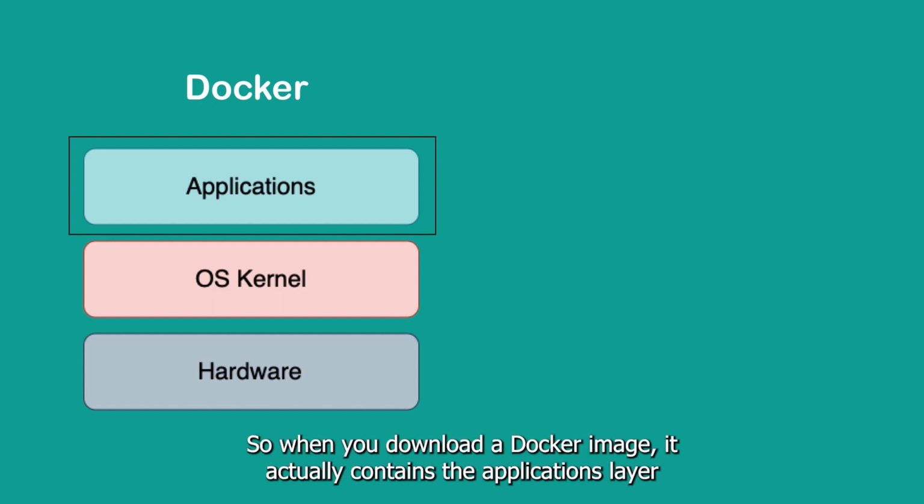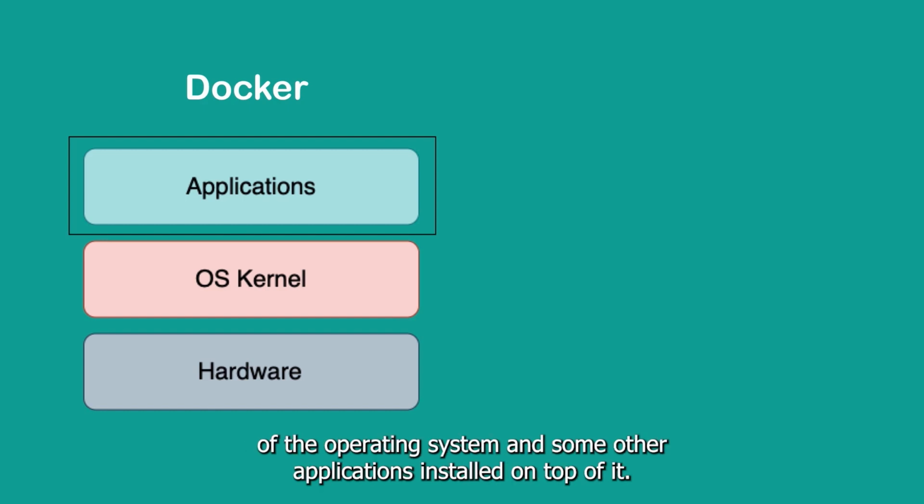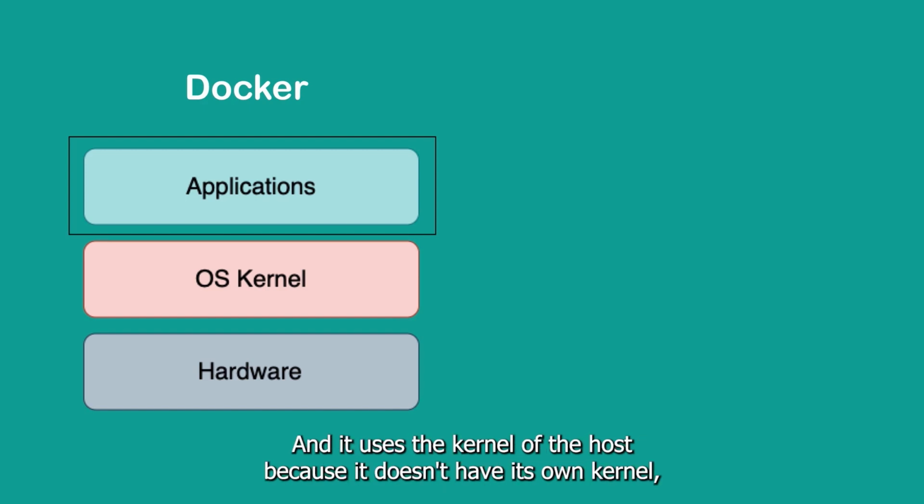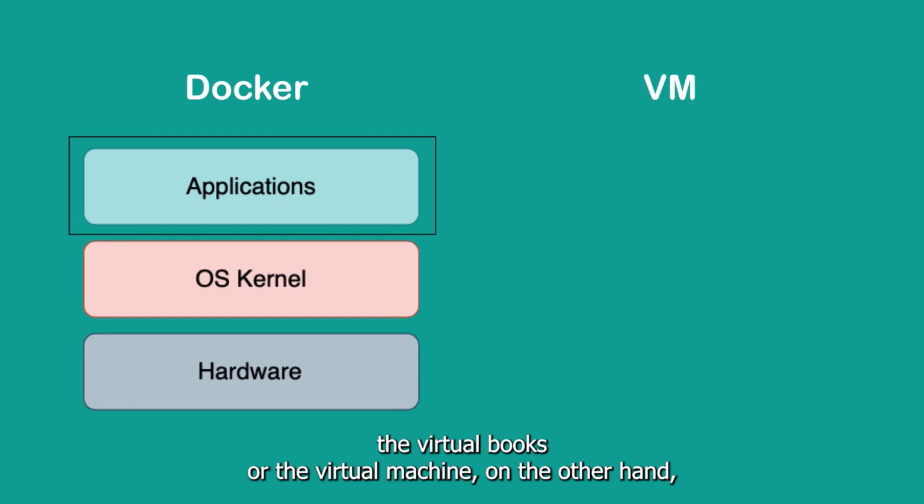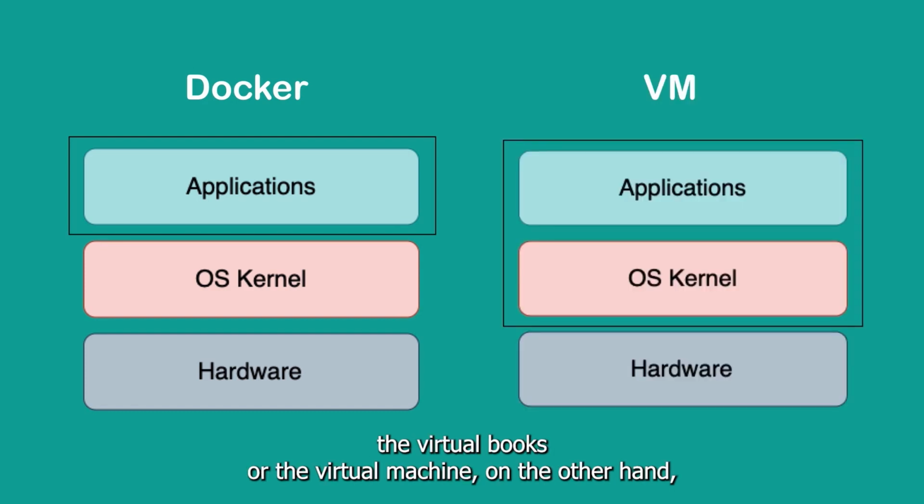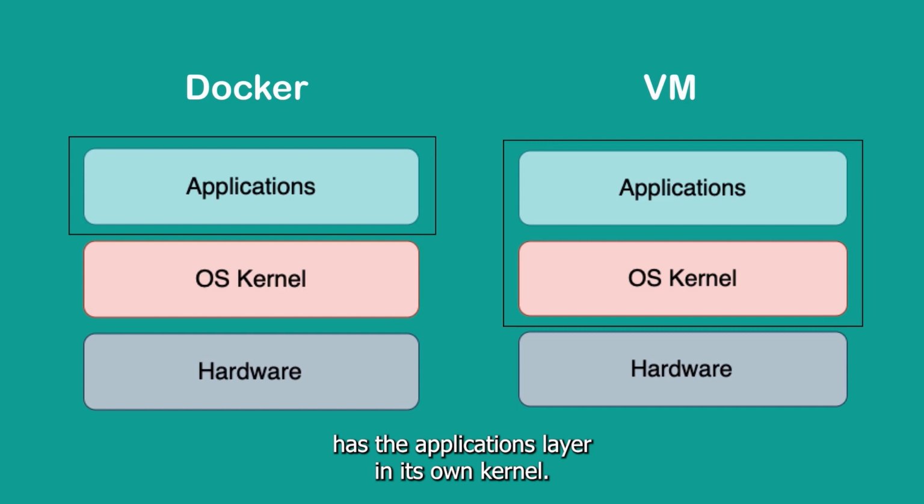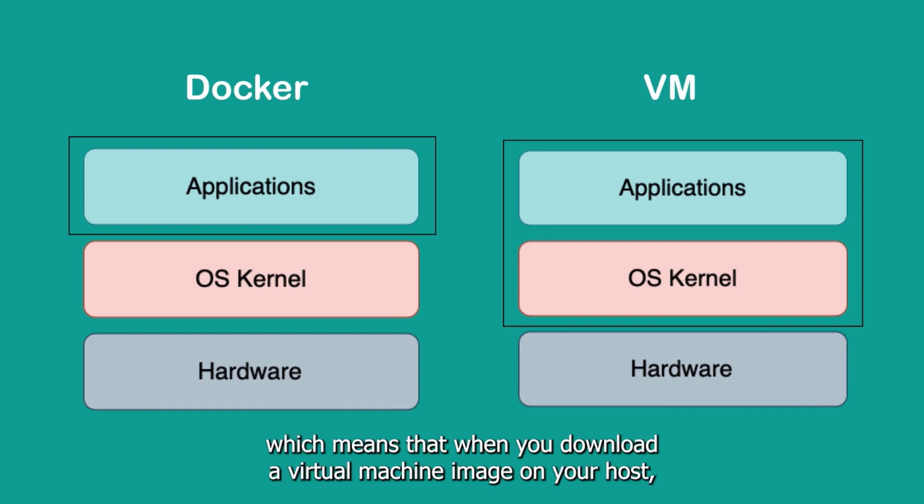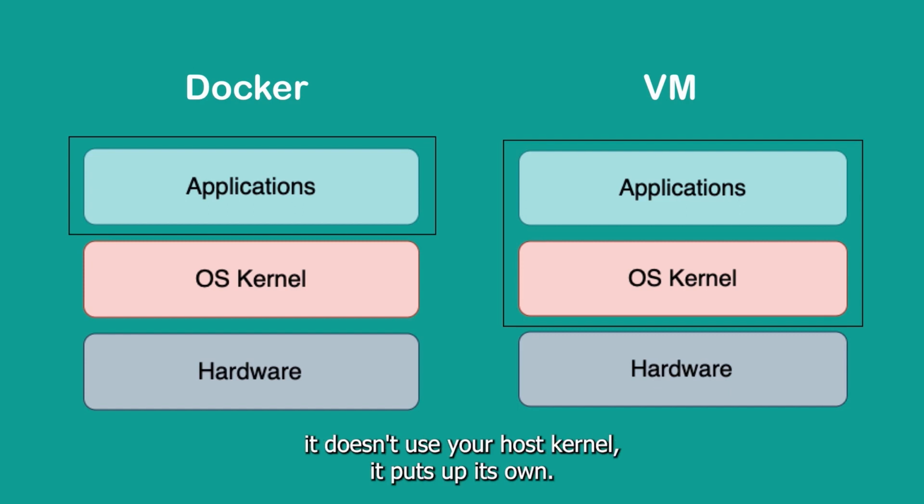So when you download a Docker image, it actually contains the applications layer of the operating system and some other applications installed on top of it. And it uses the kernel of the host because it doesn't have its own kernel. The VirtualBox, or the virtual machine, on the other hand, has the applications layer and its own kernel. So it virtualizes the complete operating system, which means that when you download a virtual machine image on your host, it doesn't use your host kernel, it boots up its own.